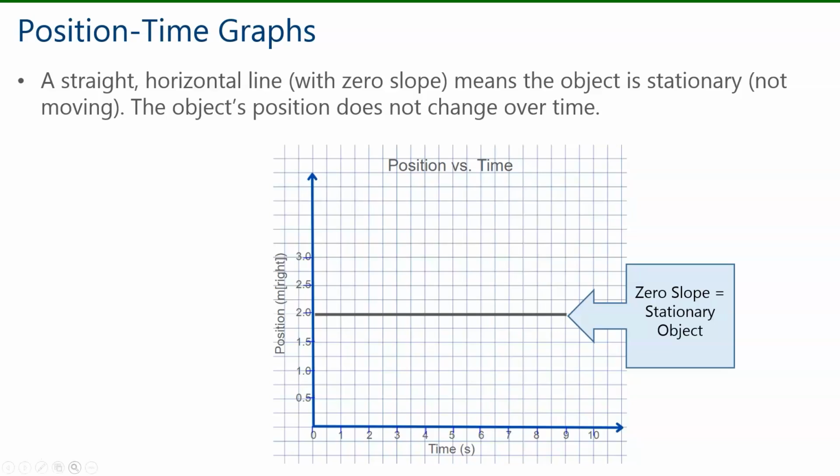If we look at the graph, we see at a time of 1 second, the position is 2 meters right. At a time of 3 seconds, the position is 2 meters right. At a time of 4 seconds, the position is 2 meters right. So you can see how the object is not moving. The position stays the same even though time is passing.